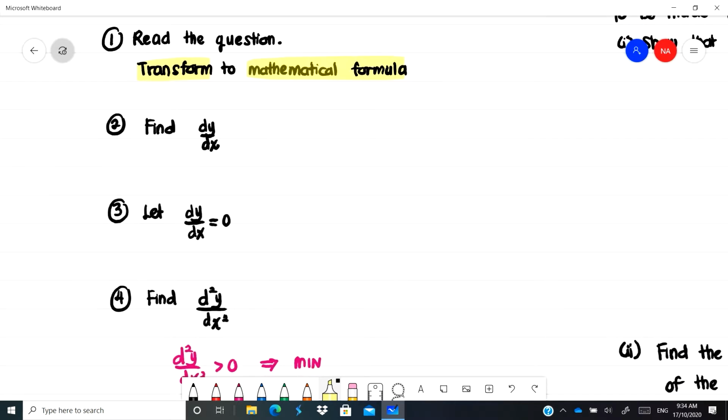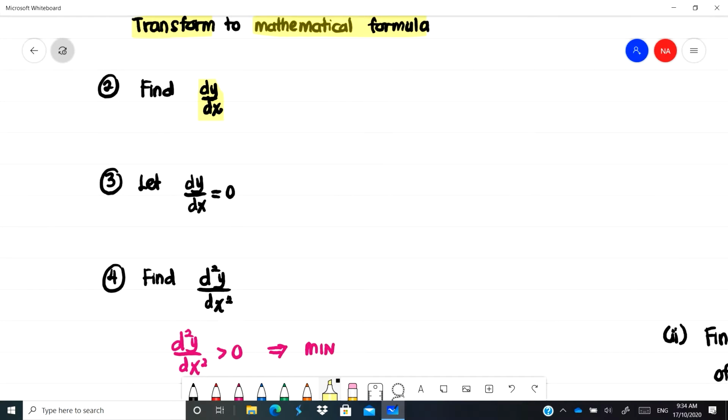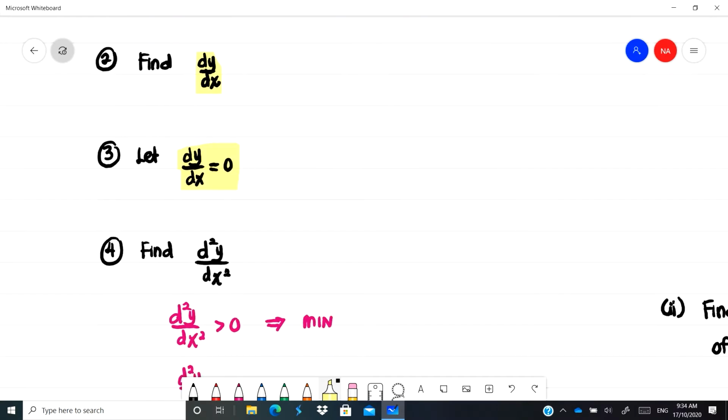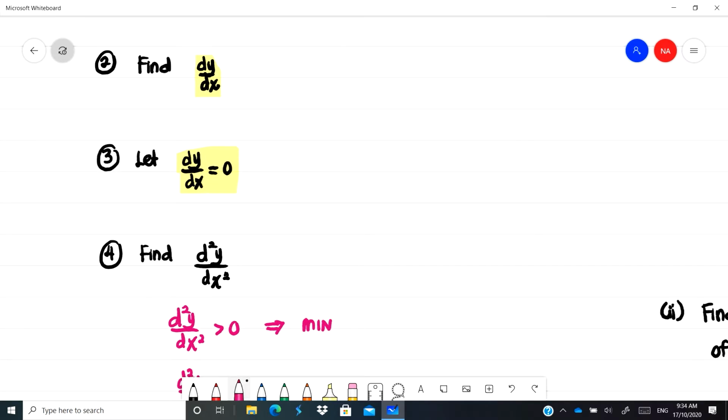Next, we have to find dy over dx. This variable could change according to the variables given in the question; it can be dh over dx, dA over dv, and it depends on the question. After finding dy over dx, we let it equal to 0. When we let dy over dx equal to 0, it means that it could be either a minimum or a maximum.